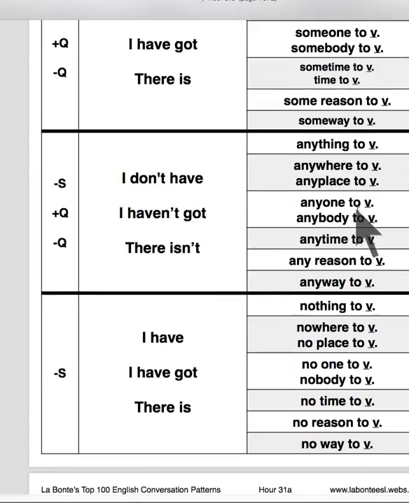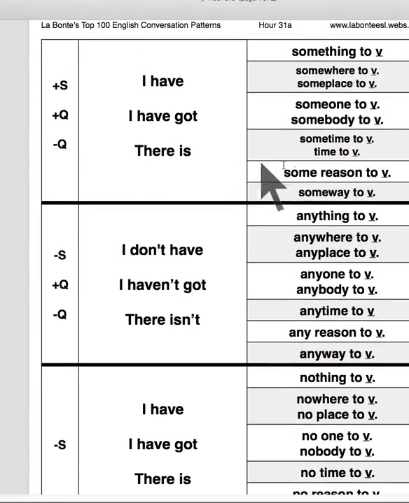So I basically go through these one at a time. I do this section first, make a lot of examples, question them. Have you got something to do? I've got something to do. Have you got someone to meet? I've got someone to meet. Then I go through this section, and this has no question format, so I just have them repeat it to me.